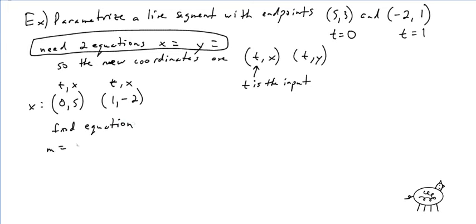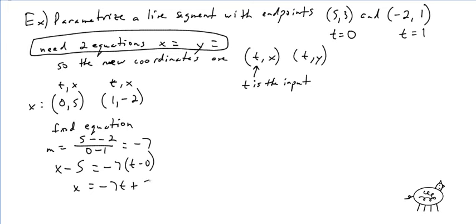M equals, remember, just make sure you're careful with it, 5 minus -2 over 0 minus 1. So my slope comes out to be -7. Point slope form is going to be x minus 5. I'm going to use the first point. X minus 5 equals -7 times t minus 0. So x comes out to be -7t plus 5. That's not so bad, right? It's pretty mellow. And let's do one for our y value.